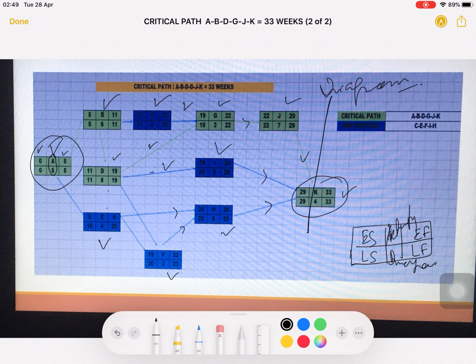Now, if you see, it comes for B 5, then 6 is your duration. So, 6 plus 5 is equal to 11. Then if we go ahead with 11 as your earlier start, and then 2, so this is 13.